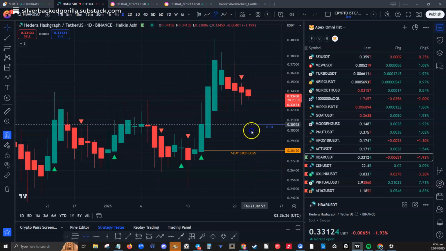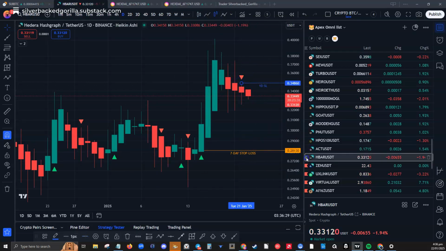H bar, we paste that there and go back to Hakunashi. Okay, long on the week, short on the daily, straight away. I wouldn't touch it.